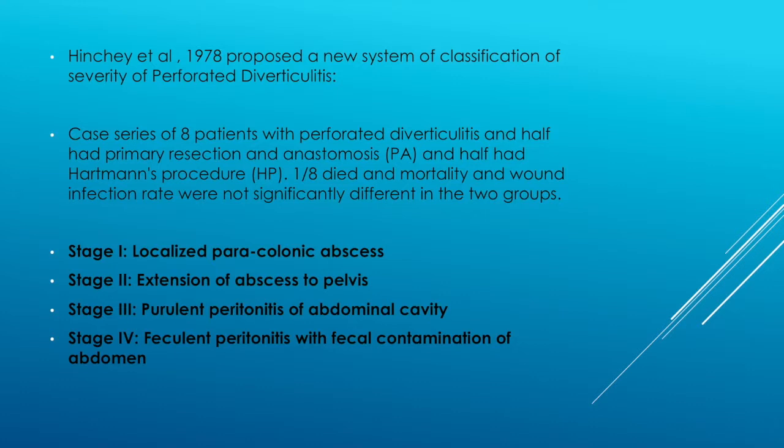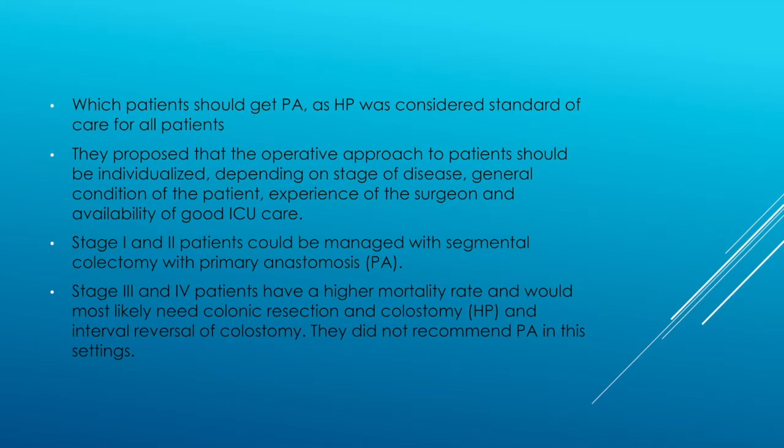Stage 1 was localized paracolonic abscess. Stage 2 was extension of this abscess into the pelvis. Stage 3 was purulent peritonitis with increasing abdominal pain. And finally, stage 4, which was feculent abdominal contamination associated with rebound peritonitis and systemic manifestations of intra-abdominal sepsis.